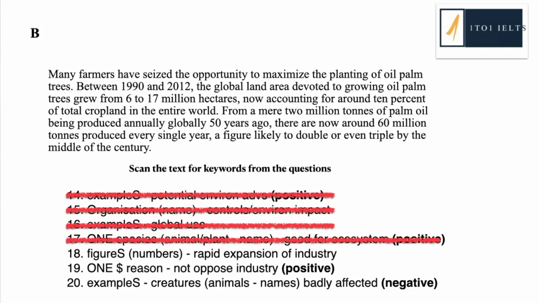We still want to check 19 and 20 to make sure that no other text is found in section B. So 19 says one financial reason for not opposing the industry. There's no mention of financial reasons, so we know that 19 is not in here. And examples of creatures, there are no names of creatures here, so we know that 20 is not possible. So we can be very sure that the answer to 18 is going to be B. And this is another question that we're not going to have to search for in future sections of the text.